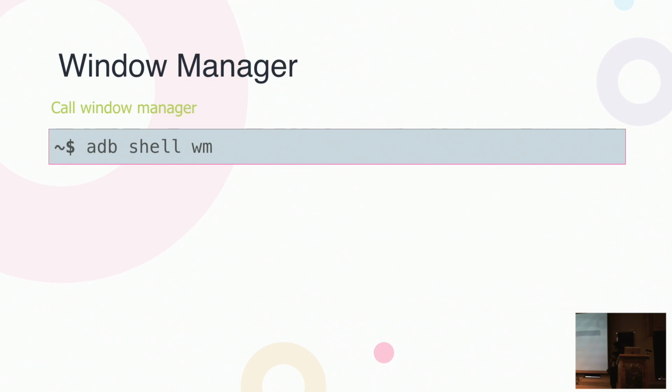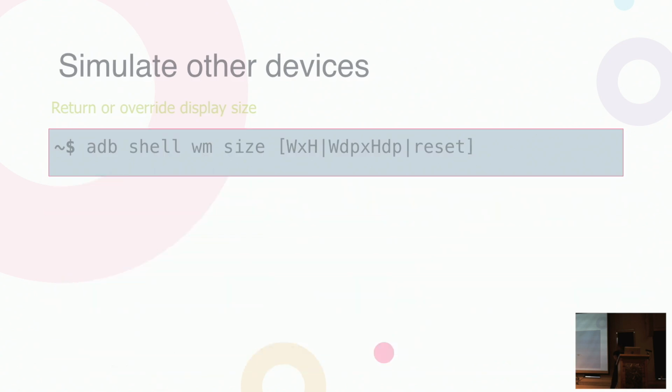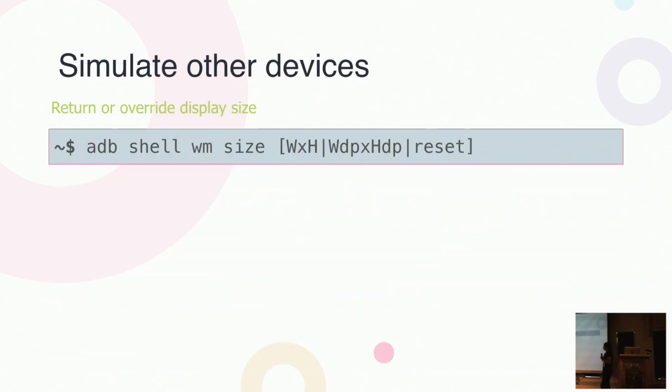So now the next command, again, Window Manager. Just execute the command without any parameters, so you see how to use it and also the supported parameters. Why is the Window Manager so cool? Because you can simulate other devices. You can change the display size. You just type adb shell wm size, the width in pixels by the height in pixels. If you want DP, just add dp. And after you override the display size, you can execute reset to reset to the default one.